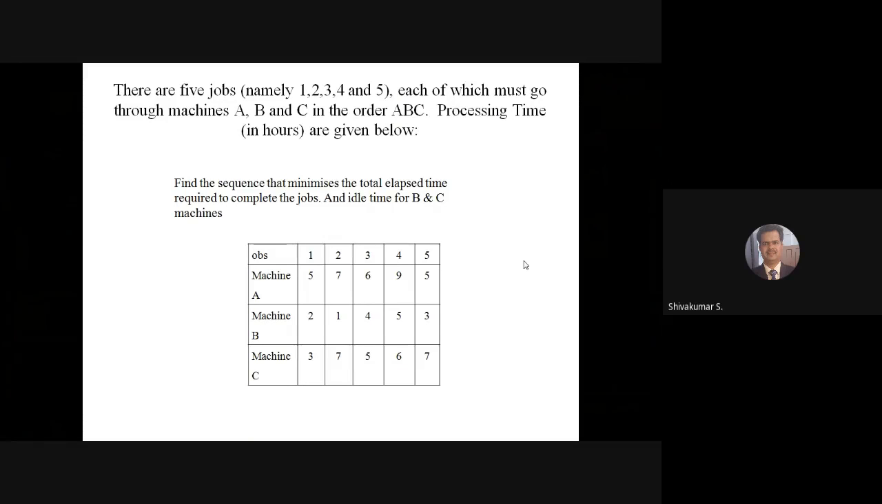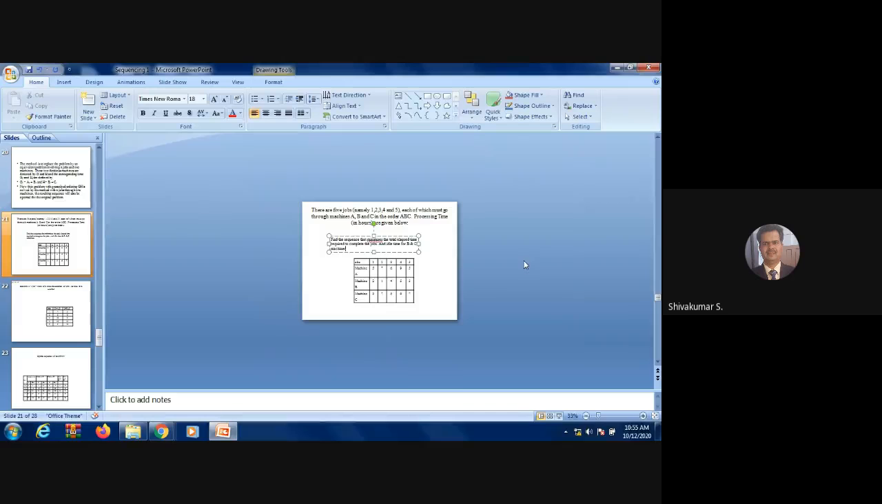There are 5 jobs, namely 1, 2, 3, 4, 5, each of which must go through machines A and B and C in the order ABC. Processing time in hours are given below. And find the sequence.